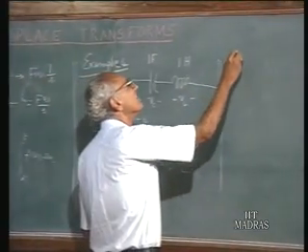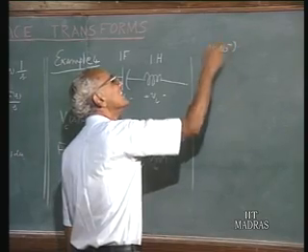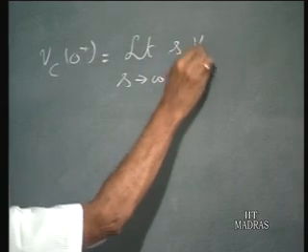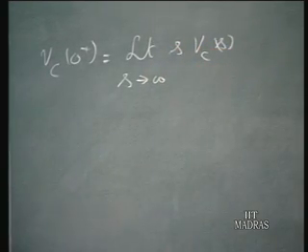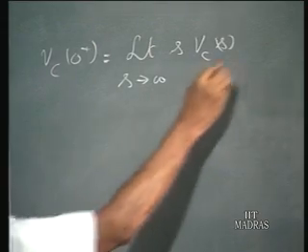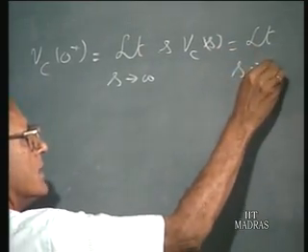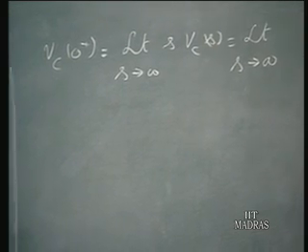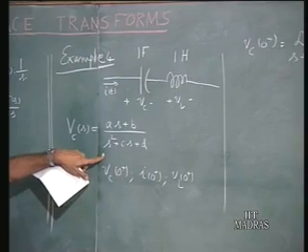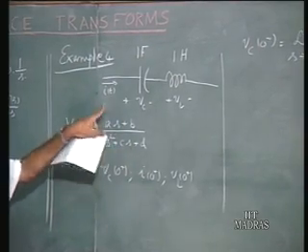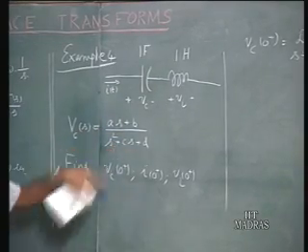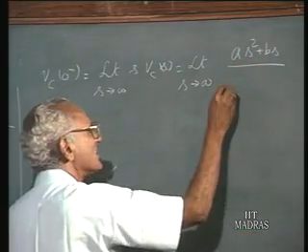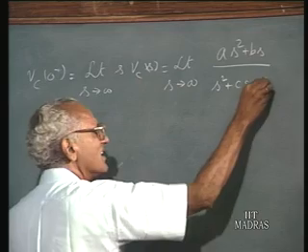So let us see. Vc(0 plus), the initial value of the capacitor voltage, is the limit as s goes to infinity of s times Vc(s). That is the initial value theorem. Therefore, this will be the limit as s goes to infinity of (As plus B) upon (s squared plus Cs plus D) multiplied by s. This must be multiplied by s and take the limit as s goes to infinity. Therefore, that will be (As squared plus Bs) over (s squared plus Cs plus D).